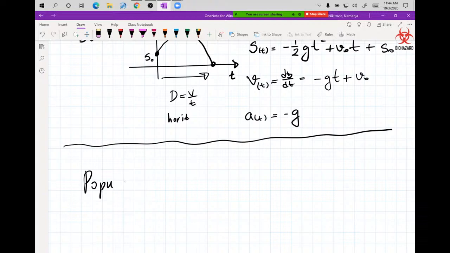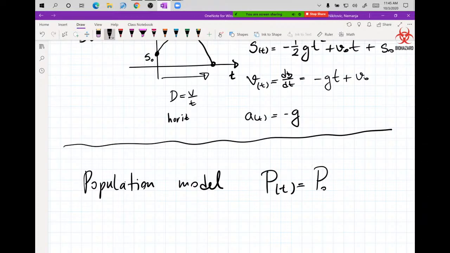population model was given by population in time equal to initial population times e to the kt, where if you want to have growth, your k is positive, and if you are having decline of the population leading to extinction, k is going to be negative.